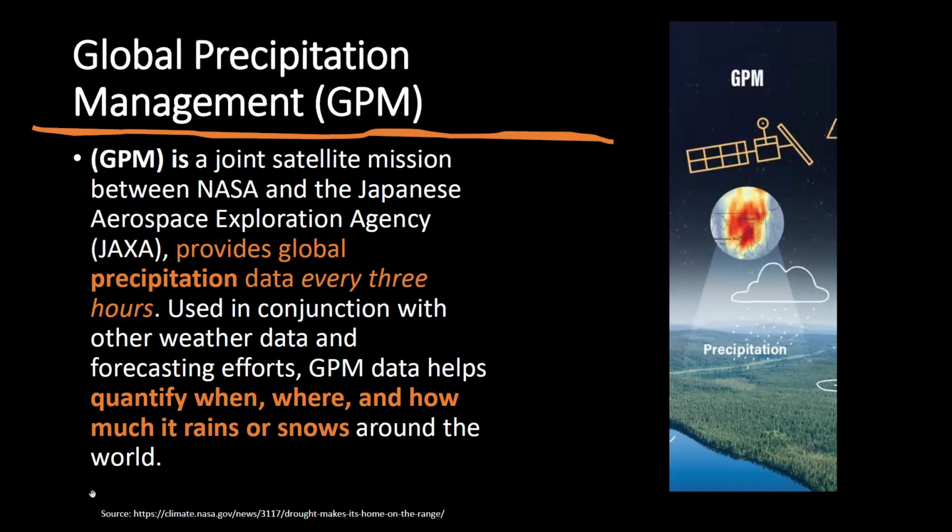So what's GPM? Well, it's the Global Precipitation Measurement satellite. It's a joint satellite between NASA and the Japanese Aerospace Exploration Agency. It looks and shows precipitation every 3 hours, which is pretty awesome. So we use it with weather forecasting, and it helps us see how much is going to rain or snow all around the world.